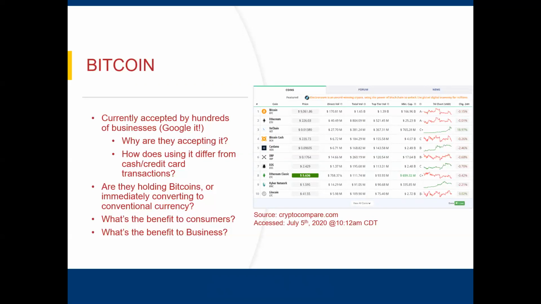And specifically, if you can locate some sources: are they holding the Bitcoin, or are they converting it to conventional cash to be used in operation? Are they accepting it so that they can speculate on its value, versus mining or buying it straight out? What's in it for these companies? What's the benefit to consumers, and what's the benefit to businesses?